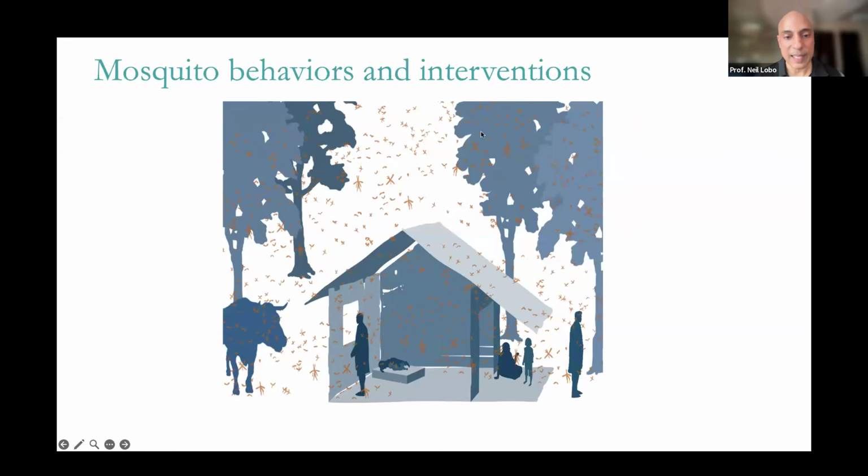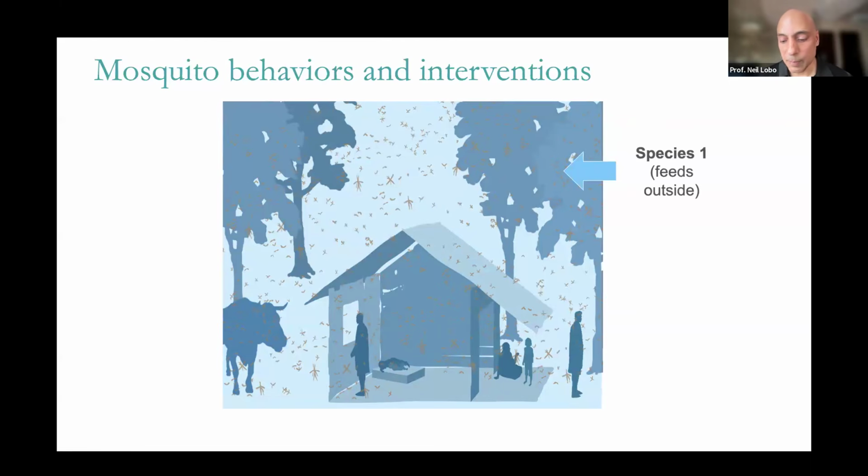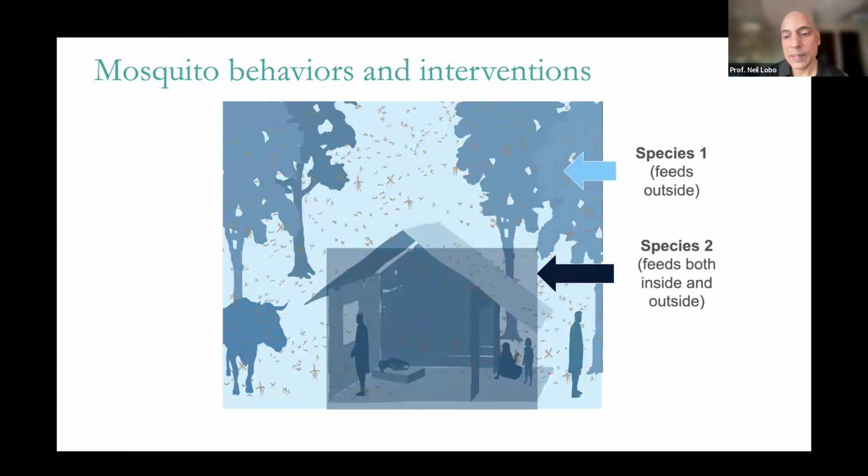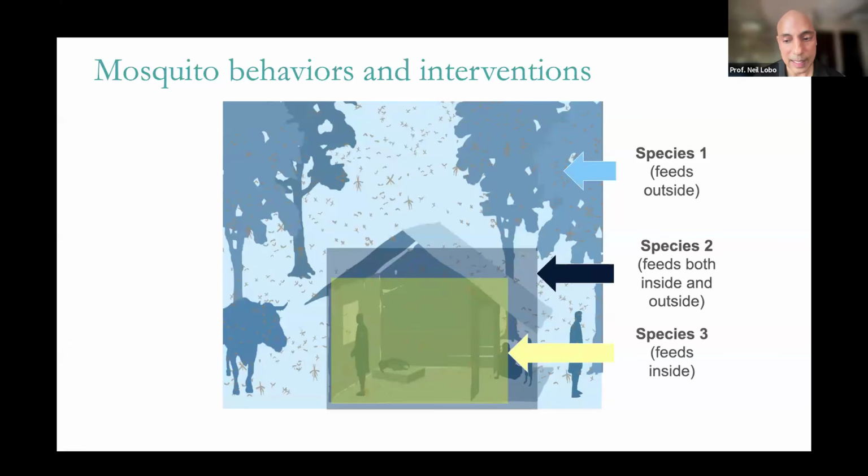Now, here's a little cartoon of a site, and you can see there are lots of little orange mosquitoes flying around, probably far too much for any of our liking. And let's imagine at this site we have 3 mosquito species. Species 1 likes to feed outdoors in the blue. Species 2 feeds both inside and outside, while species 3 feeds inside. And really, we see this at a lot of sites, and I'll go over this in other slides. We see this in many areas where different mosquito species have different behaviors, and they feed on humans in different areas and at different times.